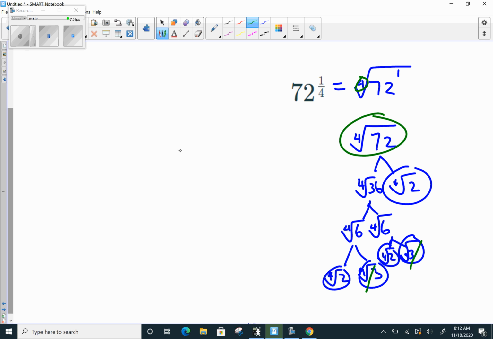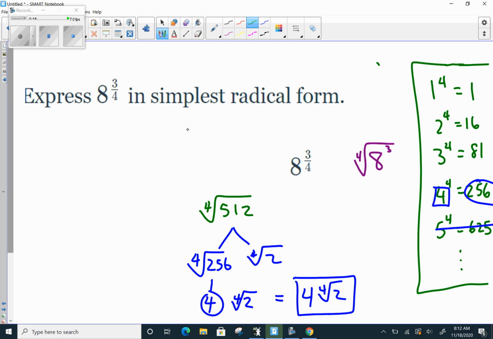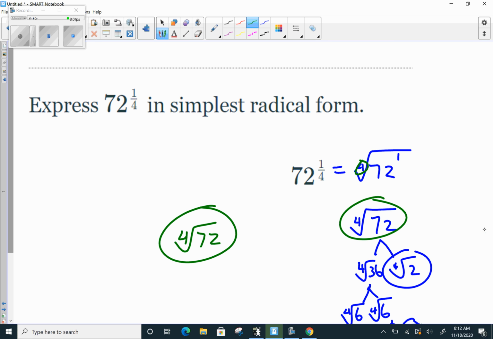So the final answer for this question is the 4th root of 72. And the reason why is because when we came back here, none of these numbers, the 1, the 16, the 81, the 256, 625, went into 72. So you leave it as is.